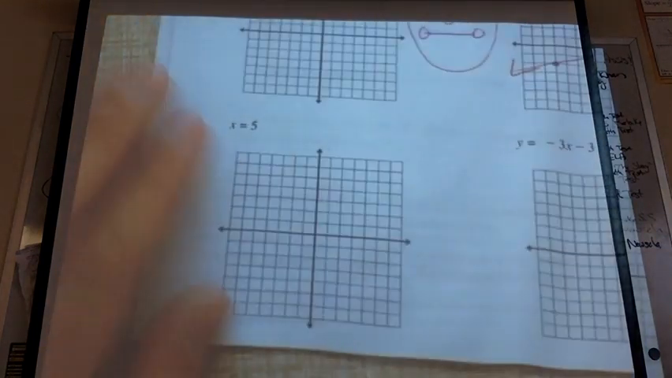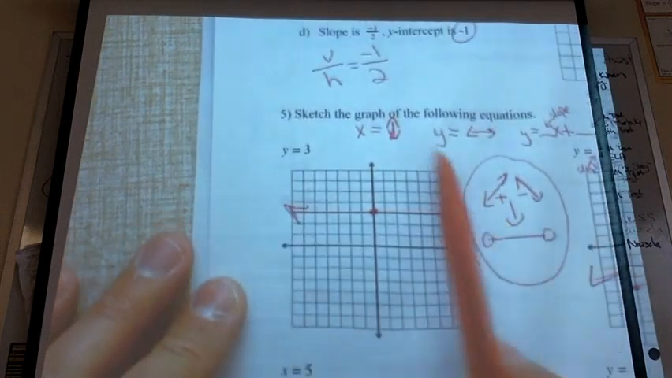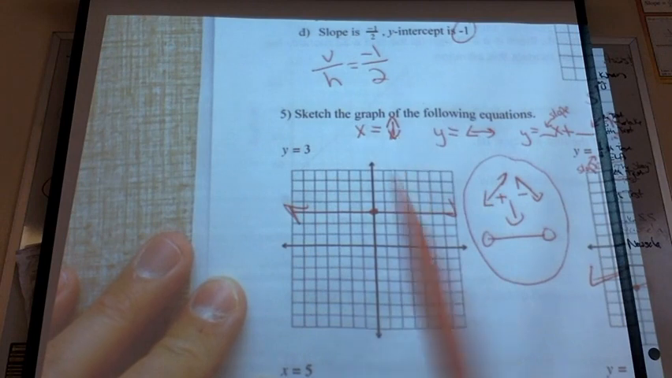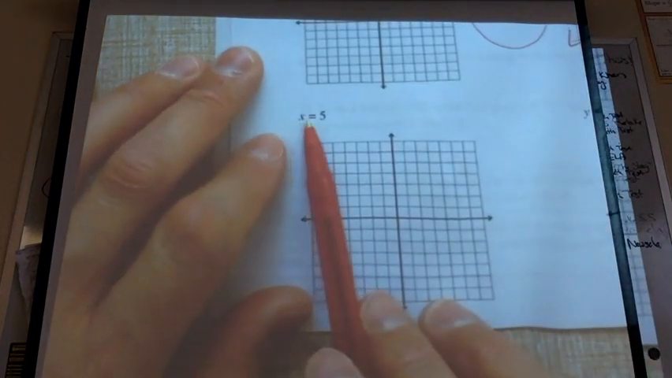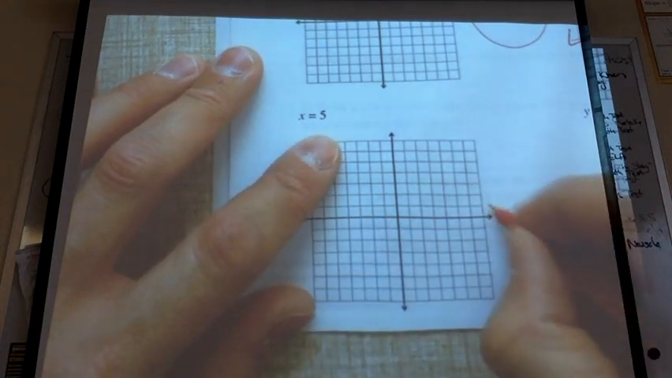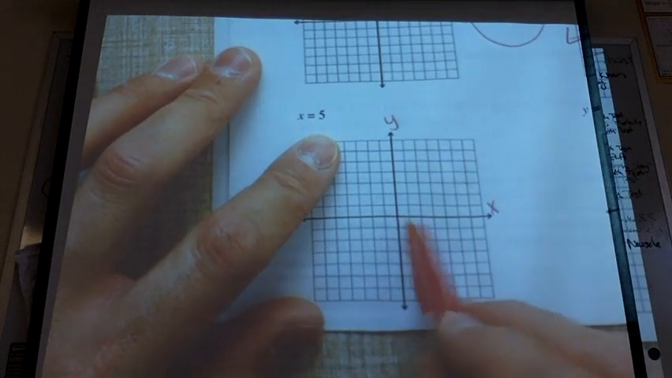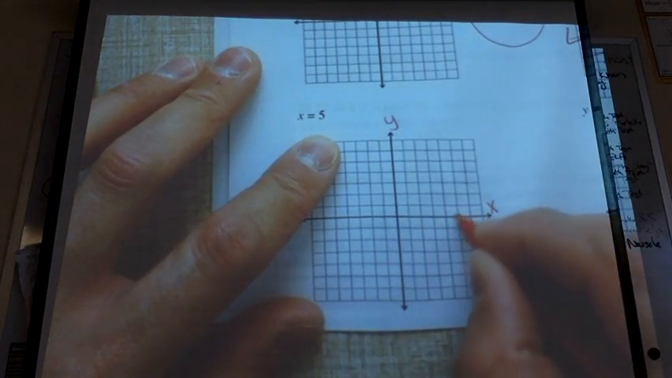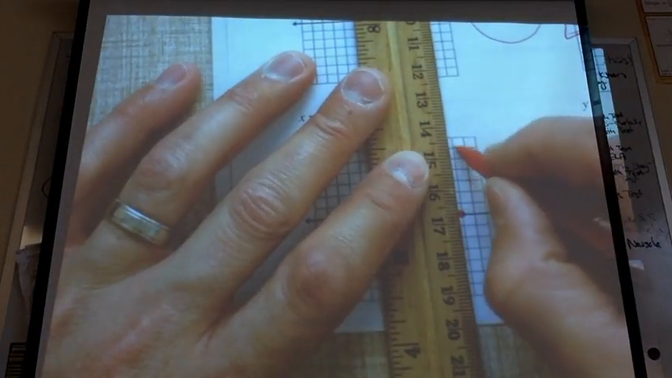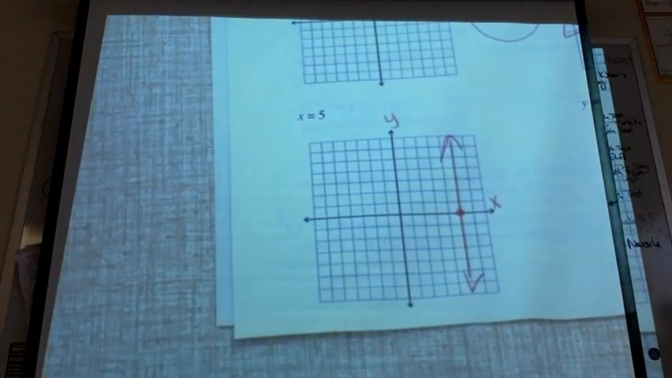Moving on to the third one, x equals 5. In this one, if it's x equals, it has to be a line that goes vertically, up and down. So they're saying it has to cross the x-axis at 5. Here's our x-axis, x and our y. Crosses at 5. So we go across 1, 2, 3, 4, 5, and it's going to go vertically up and down right here. Oh, I'm sorry.